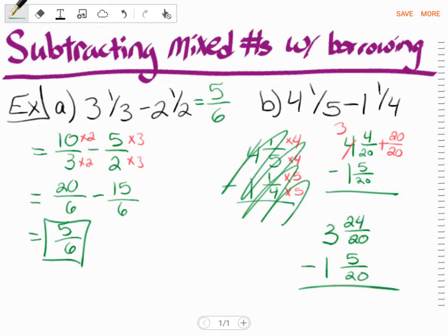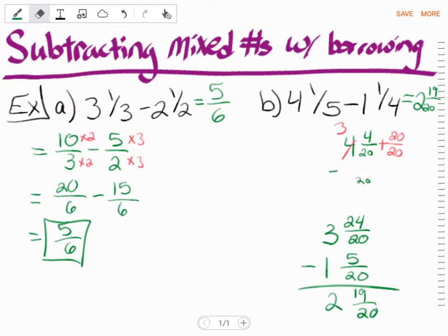So now I'm doing 24 minus 5 is going to give me 19 over 20. 3 minus 1 is going to give me 2. And I am done. I don't have to do any more. So my answer to this one would have been 2 19/20ths. Okay. Now again, I'm going to show you how to do this other way with this problem, and see if you like the other way better. Again, if you liked the first method, you don't have to worry about trying to watch a second one. So I'm going to erase this really quick, and we're going to try this second method.